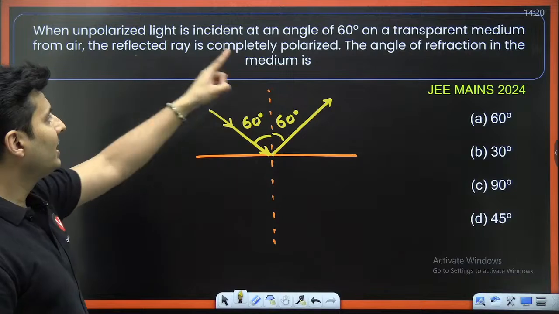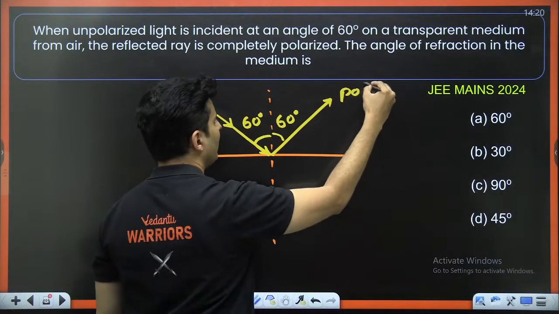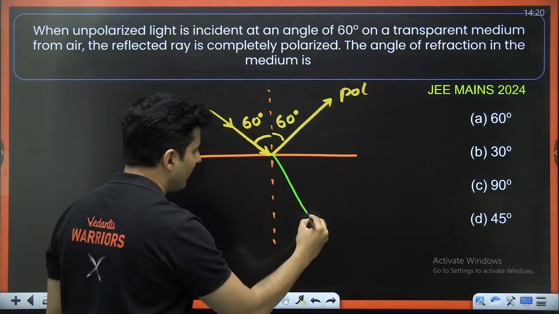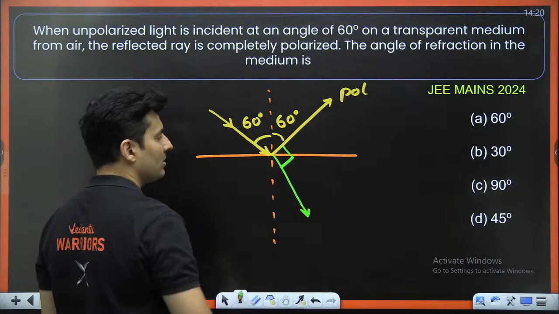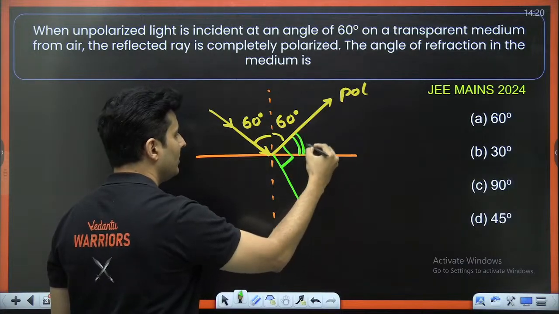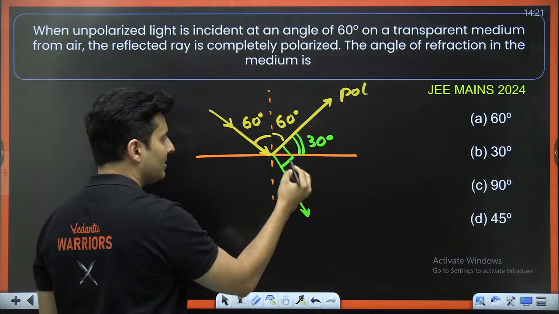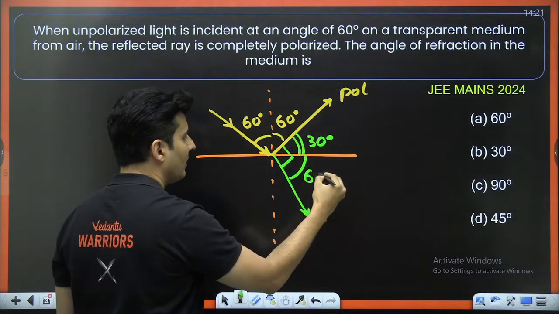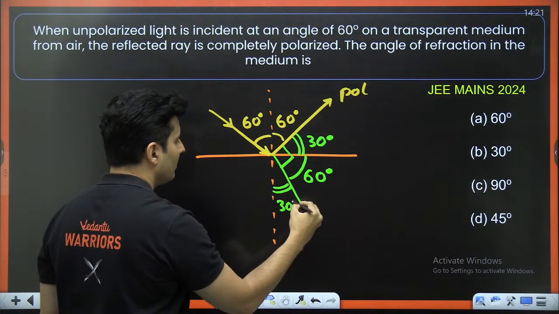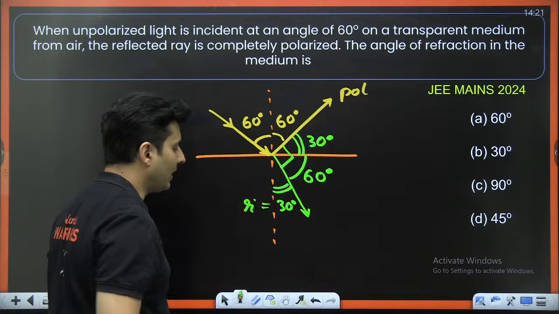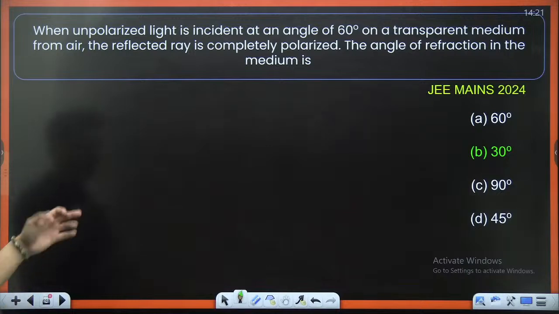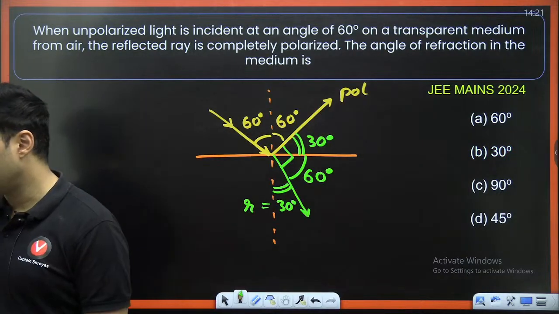And we know that if it is completely polarized, then the refracted light should be perpendicular to the reflected light. If this is 60, naturally this angle will be 30 degrees. If that is 30 and this is 90, naturally this angle will be 60 degrees. If this is 60 because this is 90, naturally this angle will be 30 degrees. This is your angle of refraction. So the refracted angle is going to be 30 degrees, which is option B. This was asked this year alone, JEE Mains 2024 question.